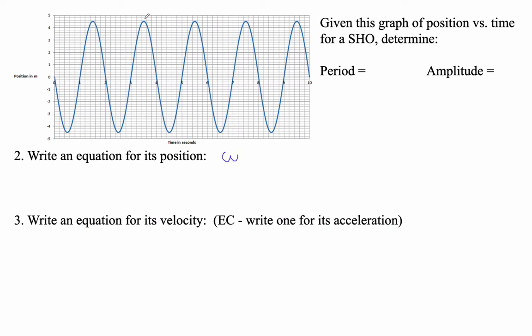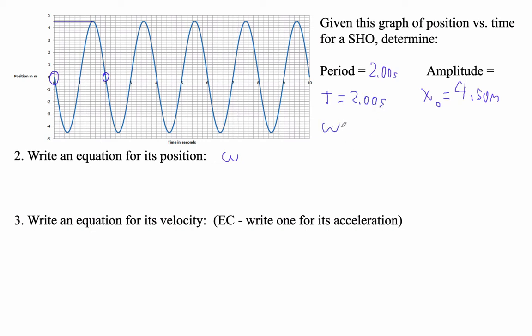You can either go from peak to peak, which isn't terribly convenient here, right? Or you can go from, this is the middle going down to the middle going down, right? Well, if you look at that, that's just 2 seconds, right? So our period is 2.00 seconds, right? The amplitude is just this, right? So if we go that, it looks like it's right between 4 and 5. So I'm going to say the amplitude is 4.50 meters. So this is our x naught, and our period is 2.00 seconds.